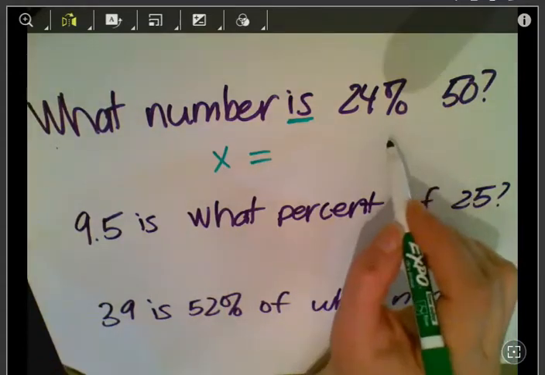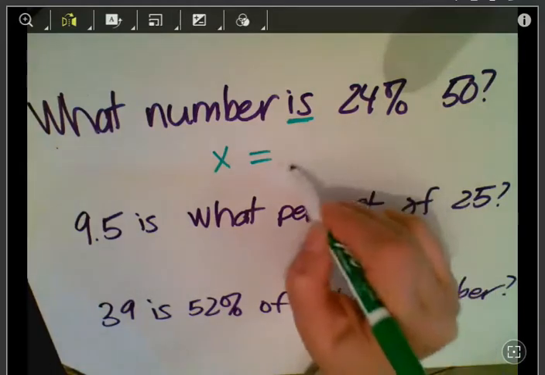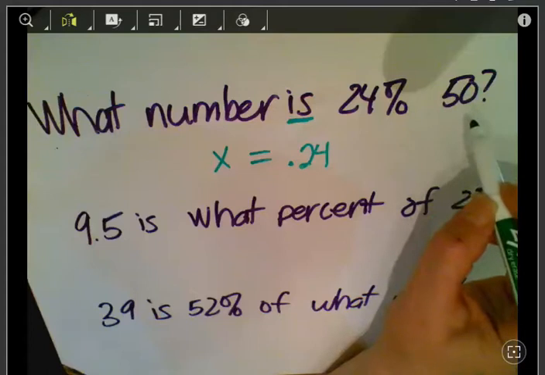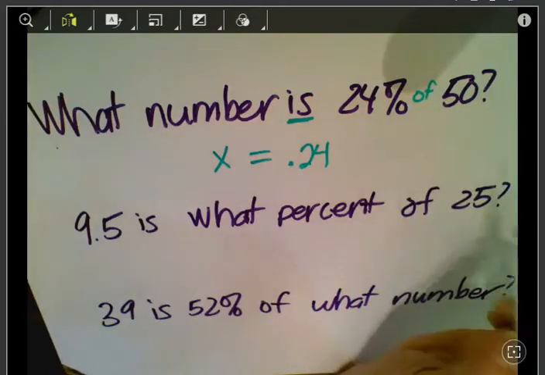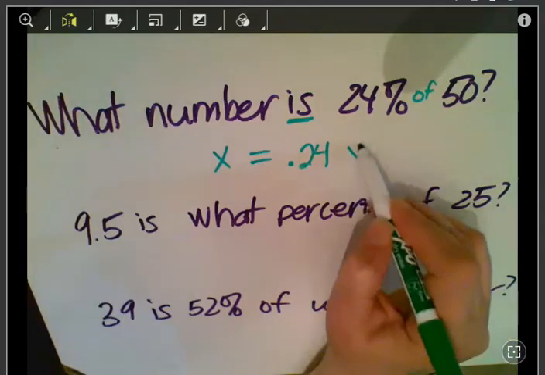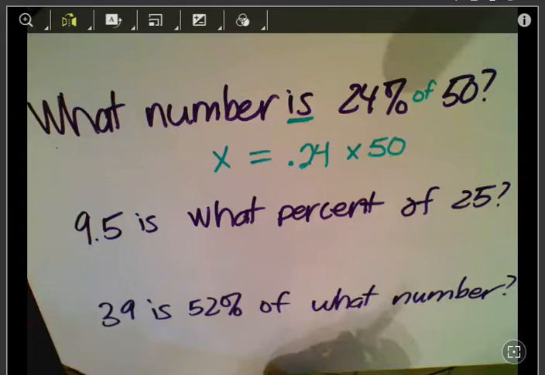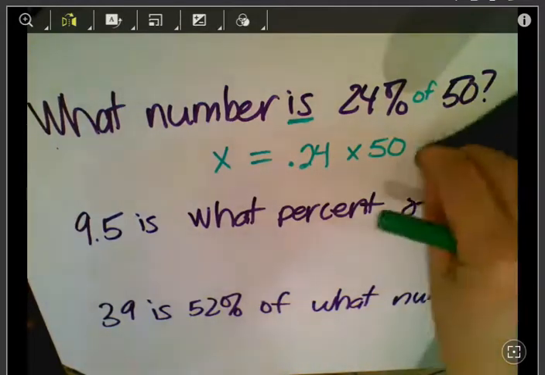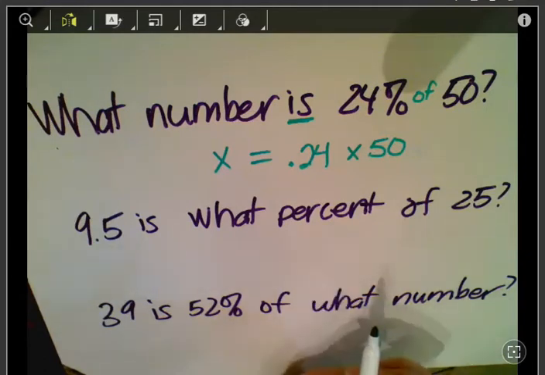24%, we've just been talking about how you take a percent and make it a decimal, so let's make that a decimal because then we can just use a calculator. So 0.24, and I think I forgot to write the word of in here, and then of is going to be your multiplication sign. And you learned that, I think, last year, that when you have 24% of 50, there's your multiplication. So now all you have to do is take your calculator and do 0.24 times 50.